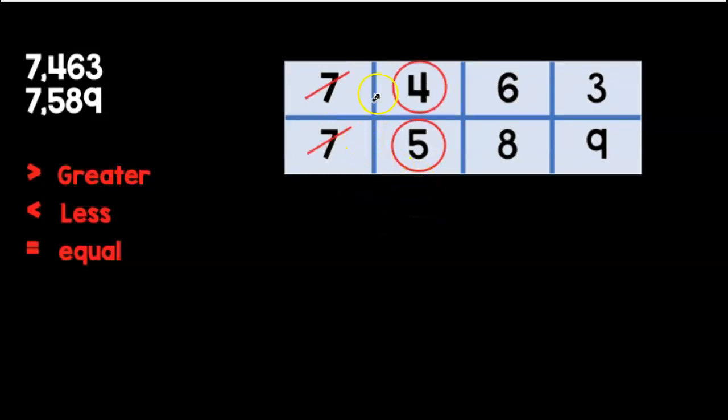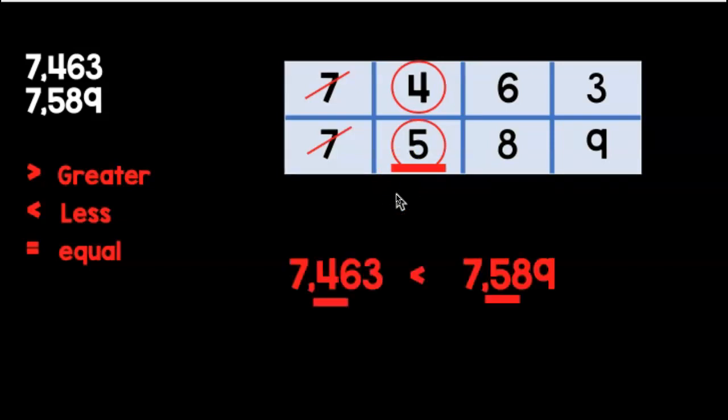Here we have a 4 and a 5 in this column. This is our hundreds place value. We know that 5 is a bigger number than 4. So now we can write out our numbers and compare them, with our top number being 7,463 is less than 7,589. We were able to determine that because of the second number on the left in our hundreds place value.